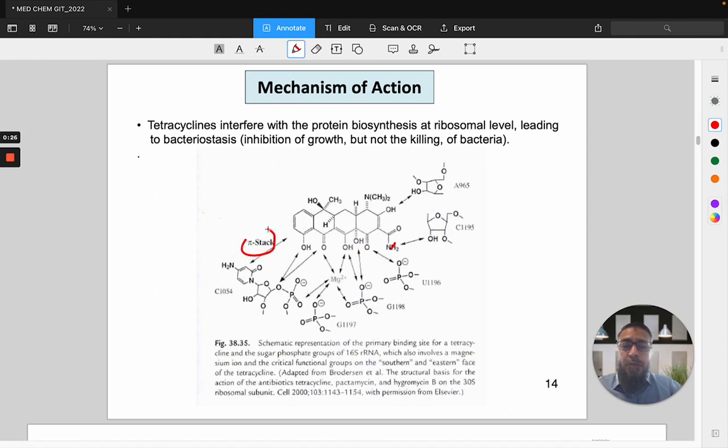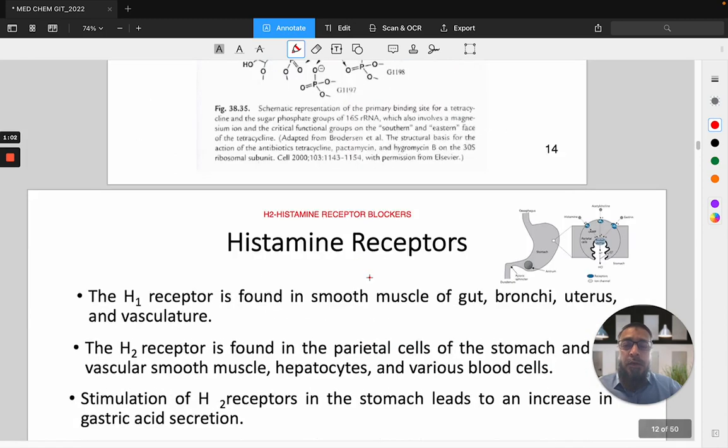For example, this is pi stacking. For example, this part of the molecule binds with the sugar phosphate through hydrogen bonding. This is the metal chelation, and then this one is the ionic bonding. So this is how the tetracycline binds with the sugar phosphate group of the RNA and inhibits the function, inhibits protein biosynthesis at the ribosomal level.